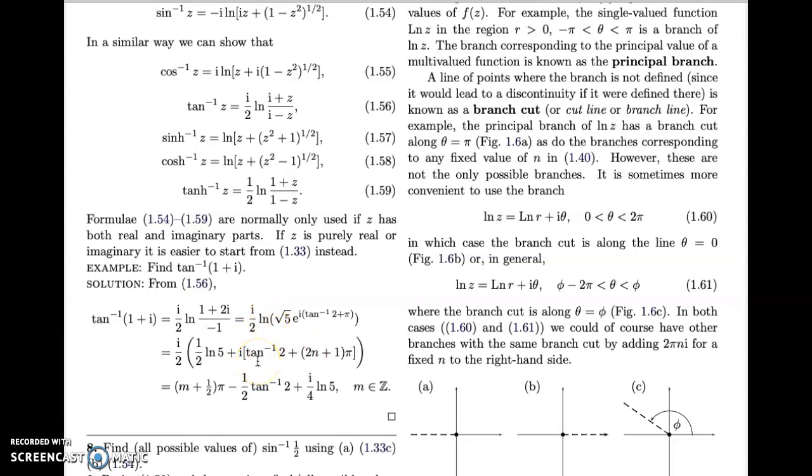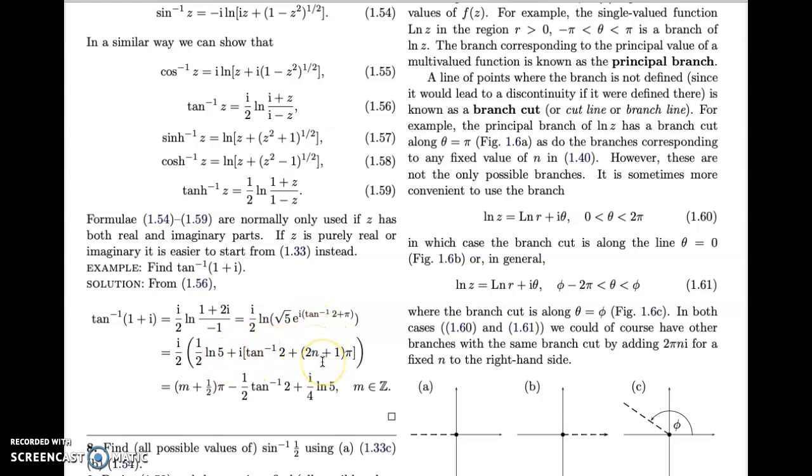I'm taking logs. So I've got log of 5. Log of root 5 is half log 5. And I've got log of this thing here. This is actually where I've added the 2n plus 1 pi. Maybe it's slightly confusing. I could have put it in here, but okay. I'm adding it at this point here. So the pi gives you the 1, and then you've got 2n pi i, which you can always add.